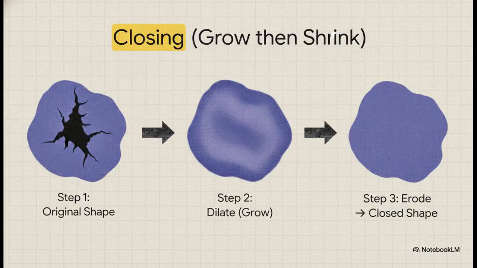By growing the shape first, you're building a bridge over any dark holes or narrow cracks inside your object, filling them in completely. Of course, now your object is a bit too fat, but the second step, the shrinking, brings those outside borders right back down to their normal size. You're left with a perfectly solid shape, no holes to be found.